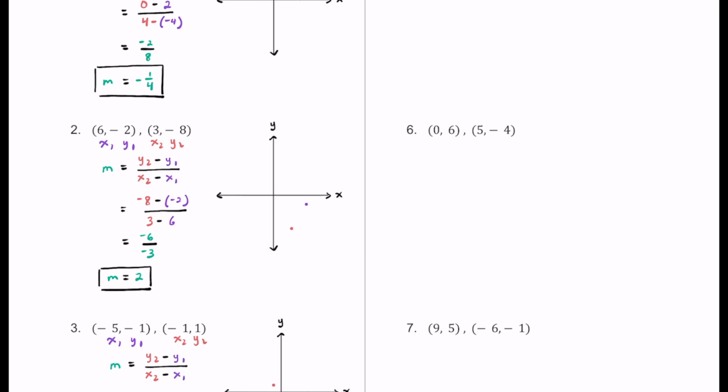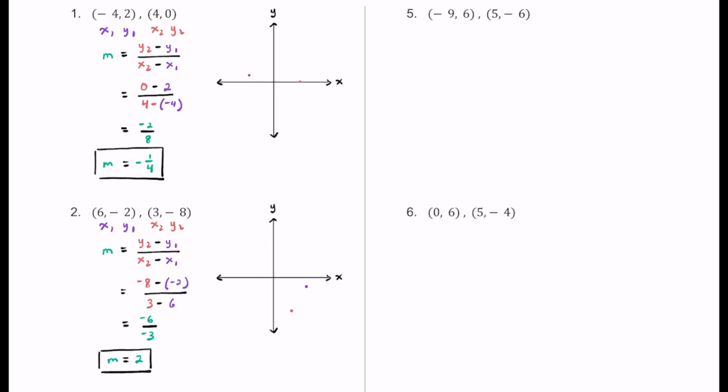Here's number 5. For number 5, we have negative 9 comma 6 and 5 comma negative 6. Substituting our values in here, our y2 is going to be this negative 6. So take negative 6 and take away this y1, which is going to be positive 6. And let's put that on top of x2 minus x1. x2 looks like it's positive 5. We have positive 5, take away x1, which is going to be negative 9. So let's put that in parentheses.